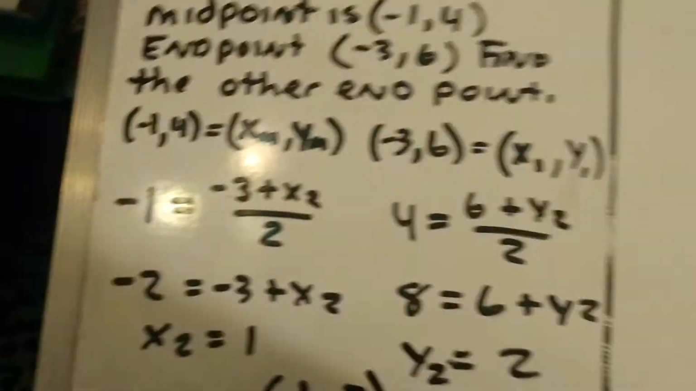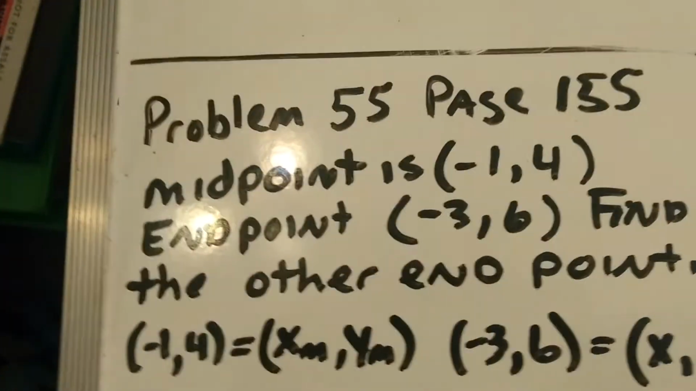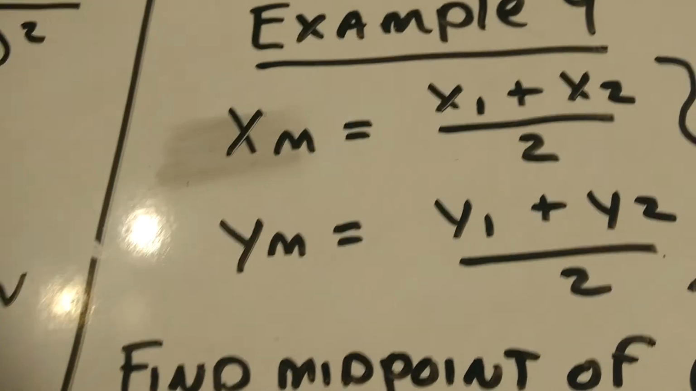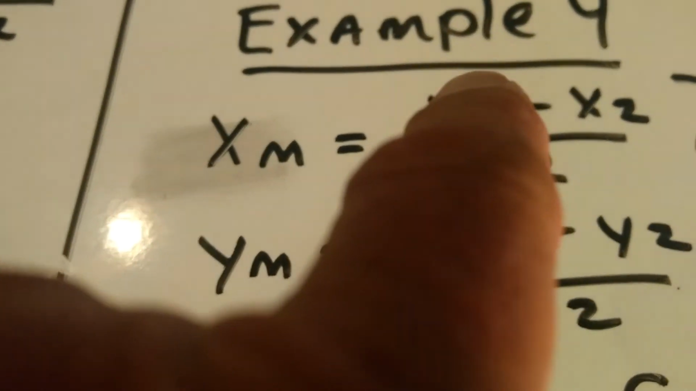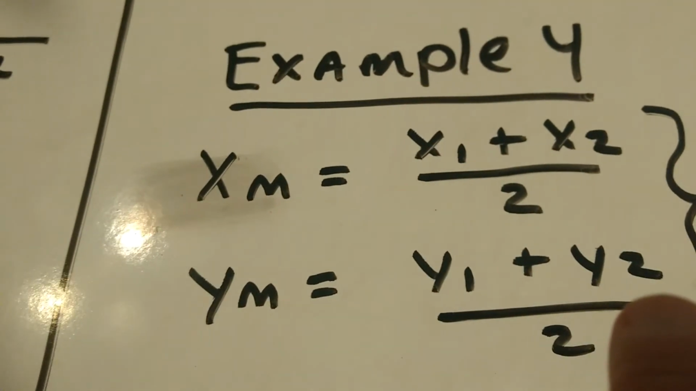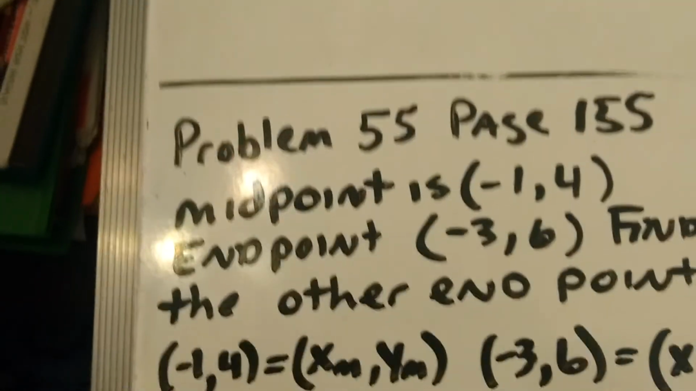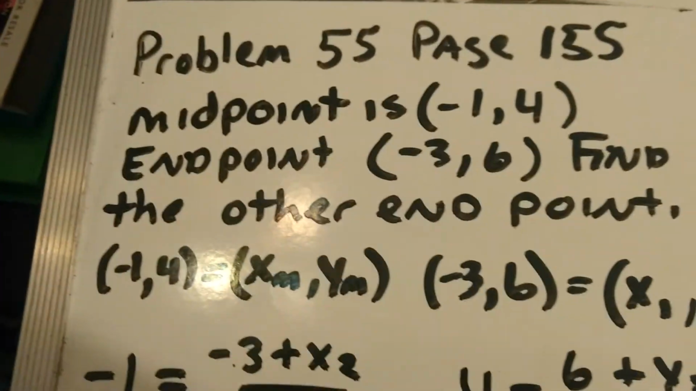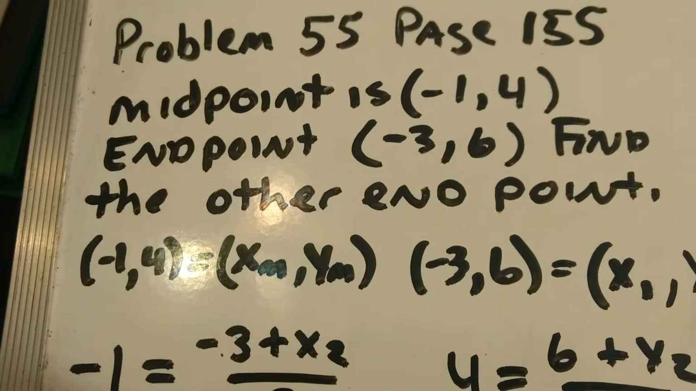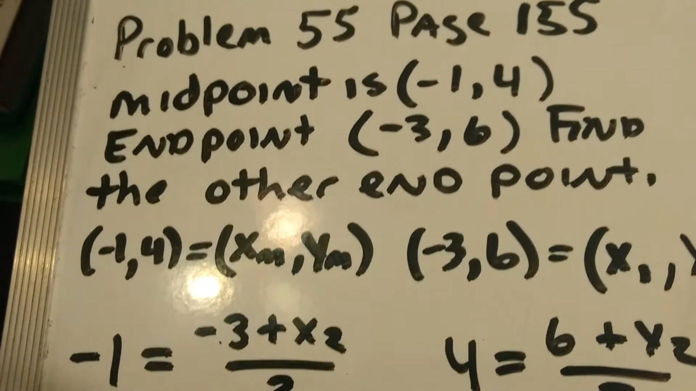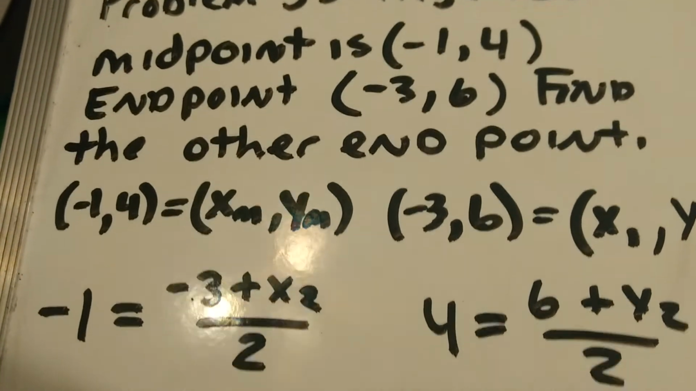Another problem with midpoint is this one. One thing you got to realize is that in this formula, they can actually give us the midpoint and one of the endpoints and ask us to find the other endpoint. That's what this problem is. This is problem 55 on page 155. It says your midpoint is -1, 4. One of your endpoints is -3, 6. Find the other endpoint.